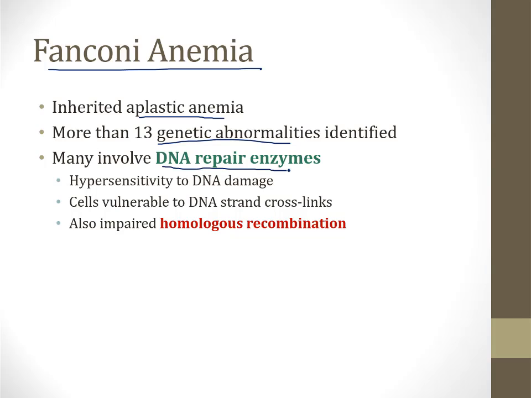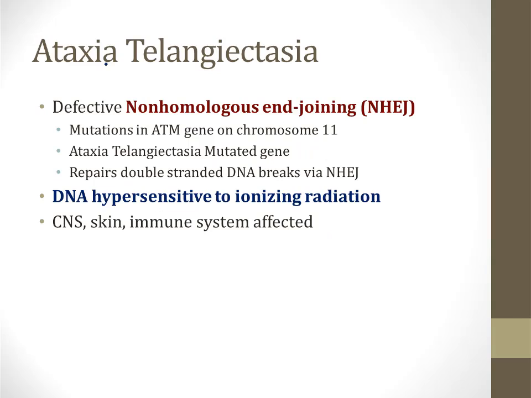Children born with Fanconi anemia have DNA that's hypersensitive to DNA damage, and the cells in particular are vulnerable to cross-linking of strands of DNA. And as I said, there are many different genes that can lead to this form of anemia, but impaired homologous recombination, that's that process of double-stranded DNA repair I talked about earlier, has been described as being impaired in many cases of Fanconi anemia. The classic condition related to non-homologous end joining is ataxia telangiectasia.